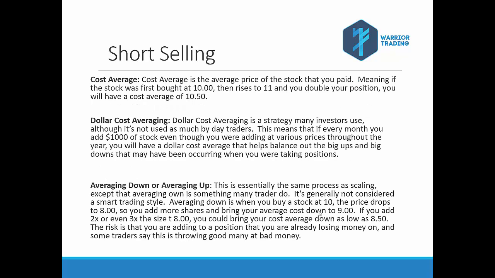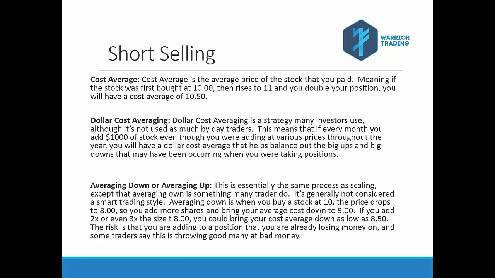Now, a couple other terms that are important to understand: cost average, dollar cost averaging, and averaging up or averaging down. So your average cost is the price you pay for a stock, whether you're long or short. So let's say you buy a stock at $10, or let's say you short a stock at $10. You short 1,000 shares at $10, and then you short another 1,000 shares at $9. Your average cost is $9.50, right?